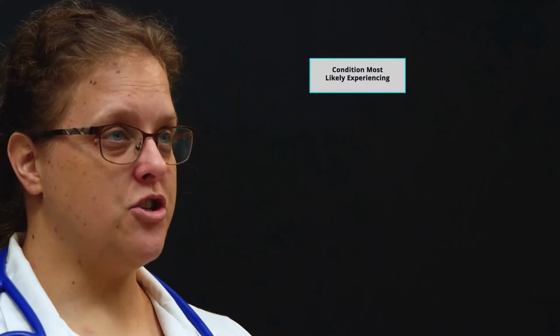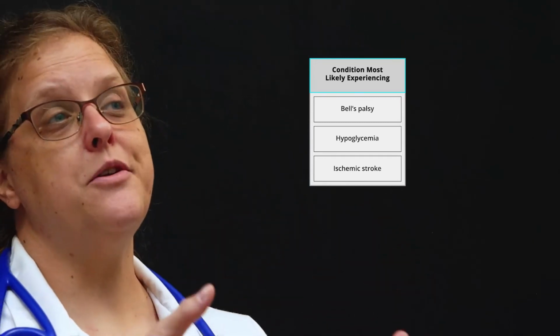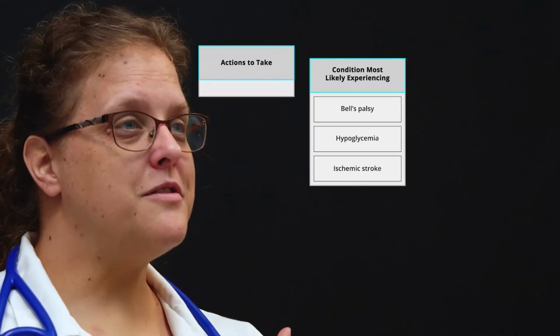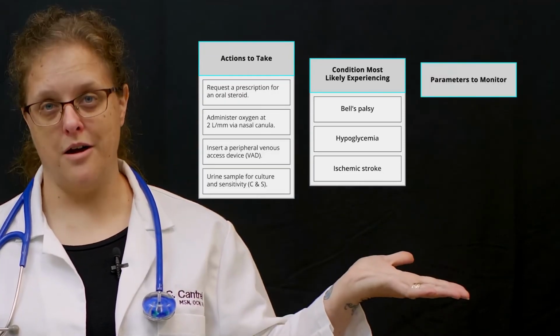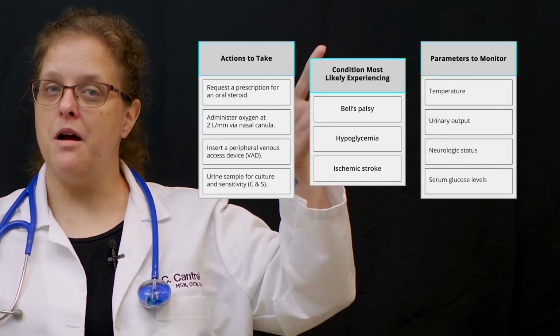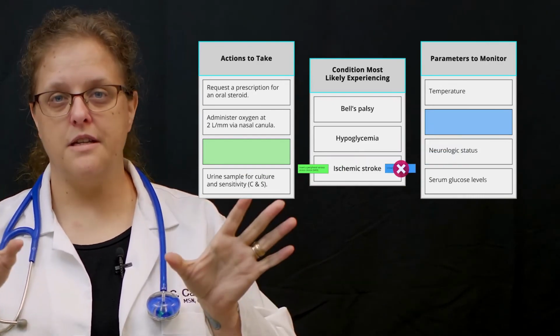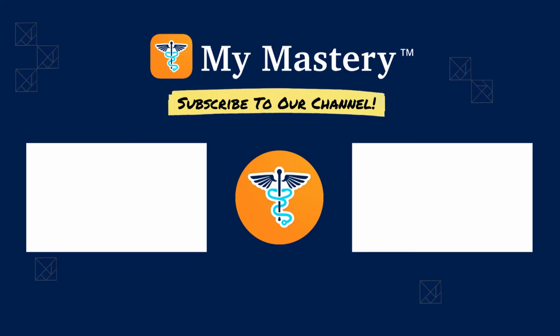Then the potential conditions are in the middle. The NCLEX may now ask you to consider a diagnosis for this person. On the left are those actions you might take. On the right are the parameters you might monitor. From each of these columns, you will drag your choices to the empty boxes and drop them. Several things will be left intentionally unused in those columns. Just proceed to the next item when you're done.